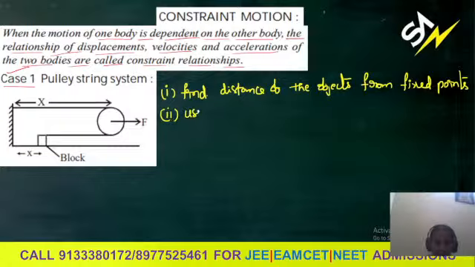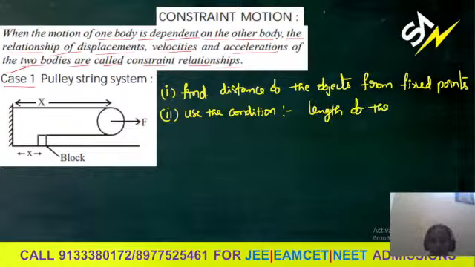Next, use the condition. What condition we have to use? Length of the string remains constant. So to give the constrained relations of any system which are being controlled by the motion of one body with respect to the other, we need to find the distance of the objects first from the fixed points, and we have to use the condition length of the string remains constant.